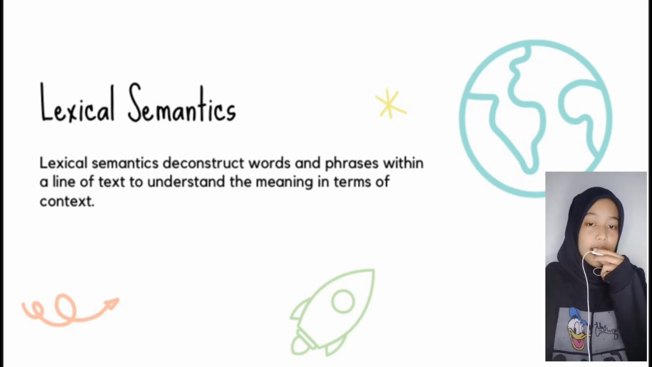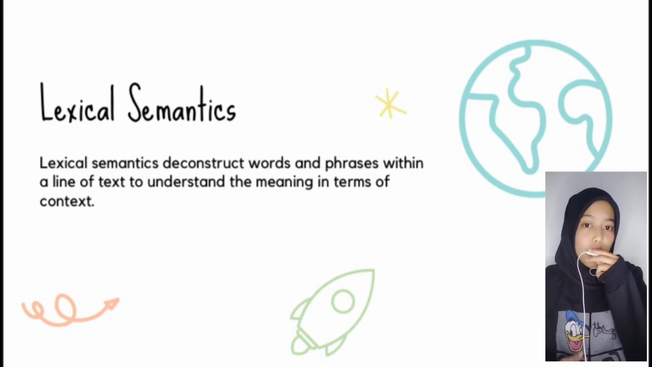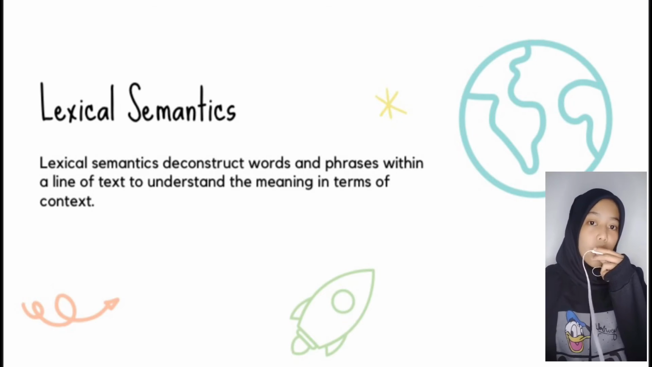And the second is lexical semantics. Lexical semantics deconstructs words and phrases within a line of text to understand the meaning in terms of context. This can include a study of individual nouns, verbs, adjectives, prefixes, root words, suffixes, or longer phrases or idioms.